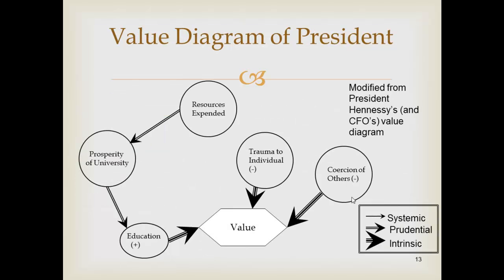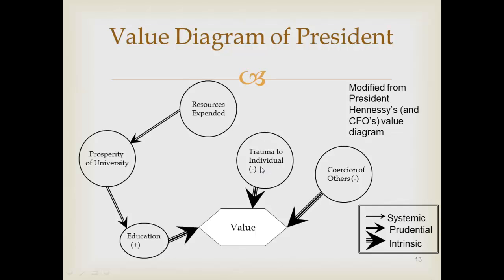Let's take an example. This is the value diagram of the president of Stanford University, and this was produced after an interview. Here we find that education is an intrinsic value of Stanford, according to the president, in that Stanford exists really to support and materialize this value. Prosperity of the university matters insofar as it supports the value of education. And resources expended have an impact on prosperity. So we care about resources only because it affects prosperity, and we care about prosperity because it affects our ability to educate.